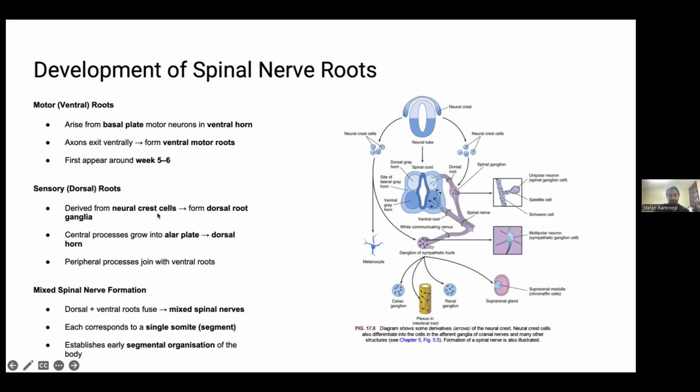When the ventral motor fibers and dorsal sensory fibers unite, they form your mixed spinal nerves containing both afferent and efferent fibers. Each of these nerves will align with a single somite, and that's going to give rise to the segmental pattern of the nervous system and the corresponding dermatomes and myotomes that we know.